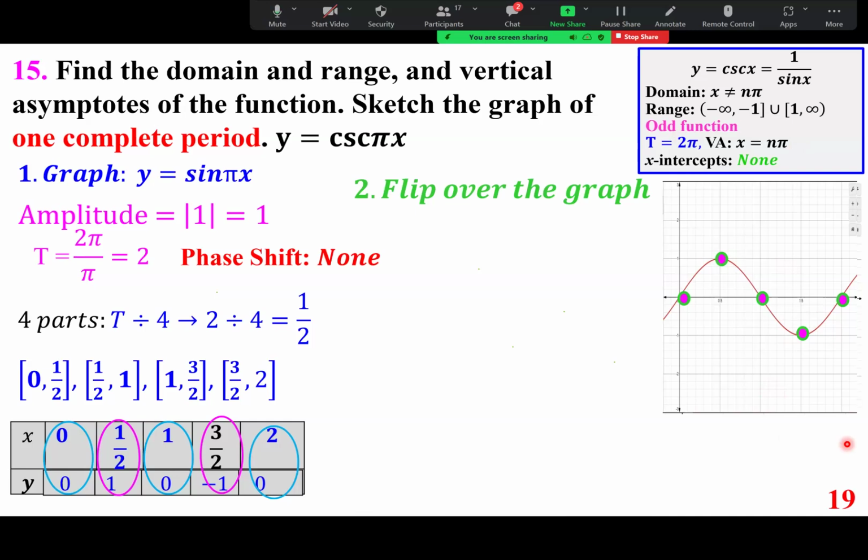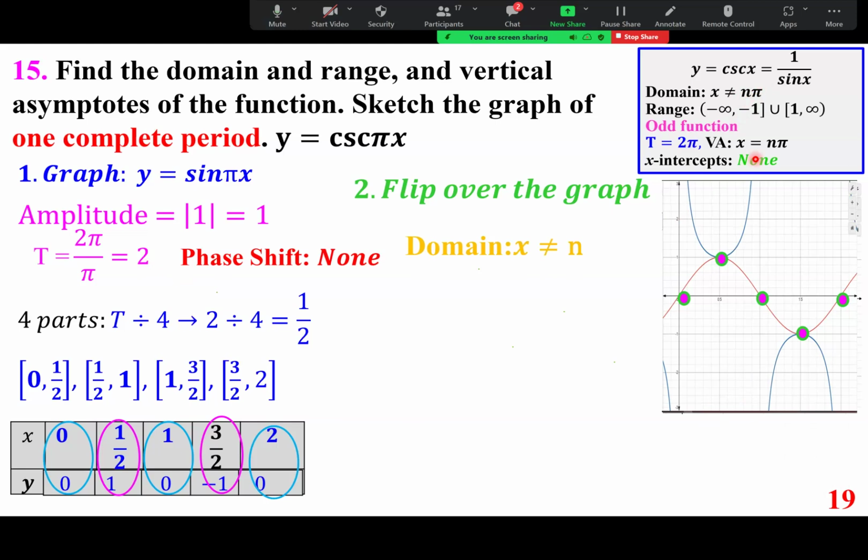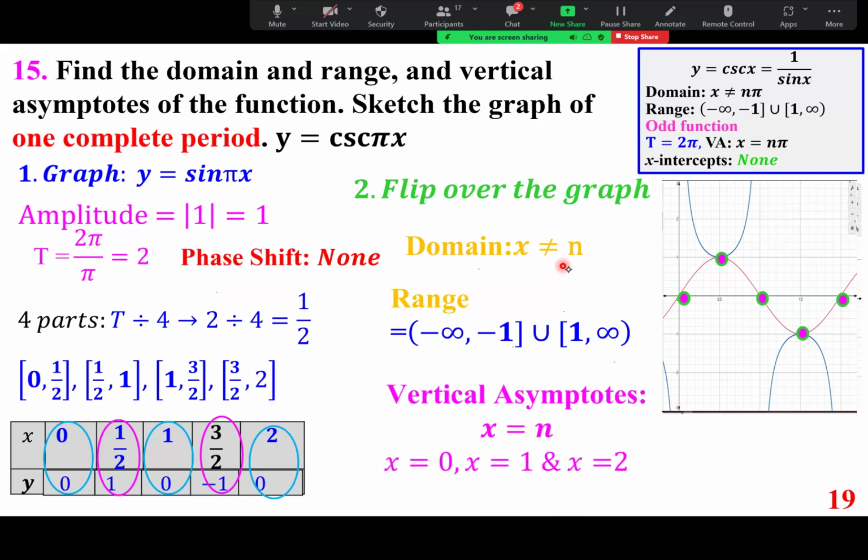Let's discuss the domain and range and so forth. Domain, x can't be n pi. In essence, this one is half of the period. The period is 2, so half of that is 1. So it's just n times 1. So domain, x can't be n. And by the way, you flip it over, it looks like that. Range doesn't change. All real numbers except anything in between -1 and 1. And the writing is the same. Vertical asymptotes, x equals n. For example, for a complete cycle, x equals 0, x equals 1, x equals 2, those would be the vertical asymptotes of y equals cosecant pi x for one complete cycle or period.